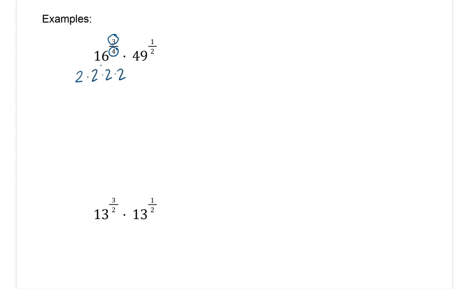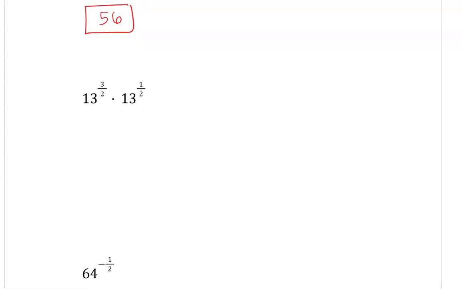16 is 2 times 2 times 2 times 2, and I'd be taking 3 of those. So that would be 8. This is saying to take 1 out of the 2 factors that make up 49. The 2 factors that make up 49 are 7 and 7. This is saying to take 1 of them. And then that expression there is telling us to multiply the result. So this is how I would do this. I would take 3 2's to get 8, 1 7 to get 7, multiply them together to get 56.